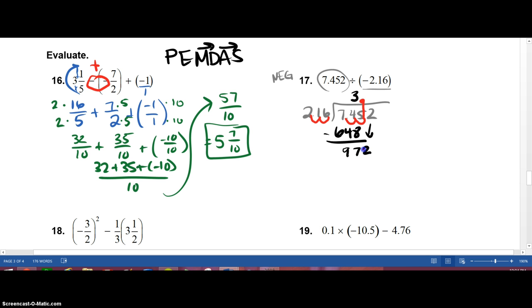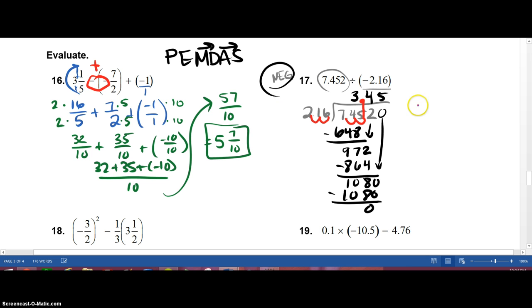Bring down my 2. 216 goes into 972 4 times. 4 times 216 is 864. Subtract that. I'll get 108. I'll need to bring my 0 down again. Add that 0, 1080. And 216 goes into 1080 5 times evenly, so I get 1080 here. And I'm left with no remainder. Now remember, I decided my answer will be negative, so my final answer here should be negative 3 45/100ths. And I'll box that answer there.